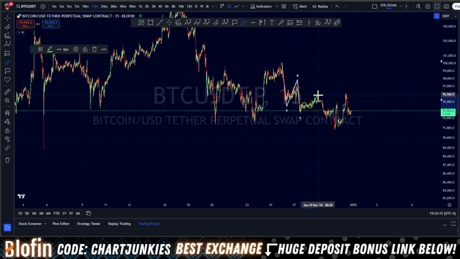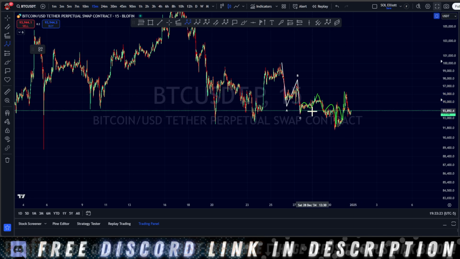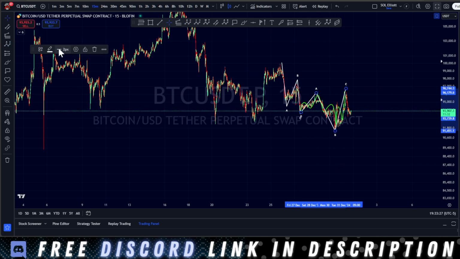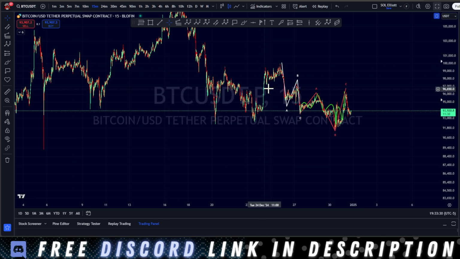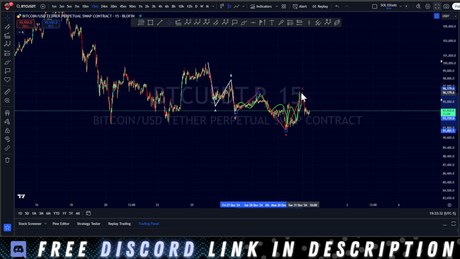Now, you have a correction up here, correction down here, and a correction up here. It's more of a WXY style of a flat correction. I've seen it time and time again. For all intents and purposes, we're just going to label it as an ABC right here. I'm going to put that in red for you. Top is in there. Top is in.